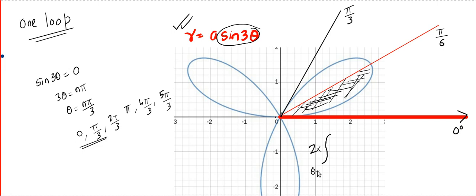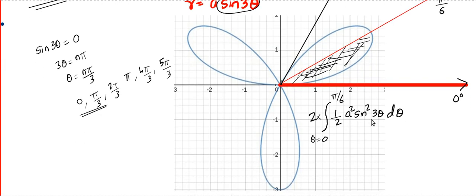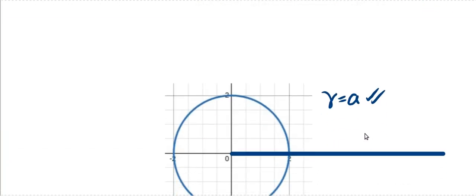2 times, theta is equal to 0 to pi by 6, 1 by 2 r square. What is r square? A square sine square 3 theta d theta. And my preferred method is substitution method. If you want, you can use other methods. Anyway, I'm going for substitution method. So I put 3 theta is equal to t, theta equal to t by 3. So d theta equal to dt by 3, etc. You try it yourself. Okay, moving ahead.